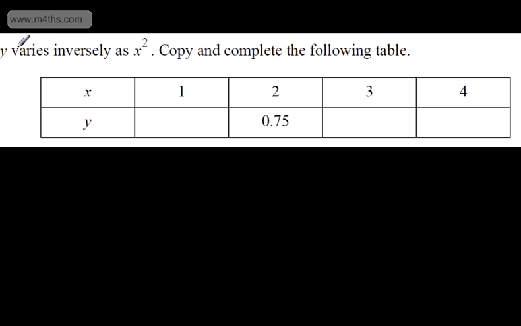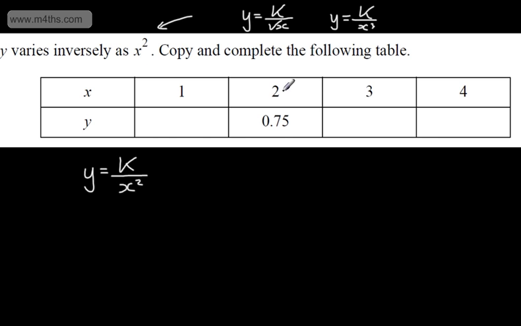Okay, let's have a look at this one. Y varies inversely as x squared. So y is inversely proportional to x squared. We need to copy and complete the following table. So we can say that y is equal to k over x squared. If this said that it was inversely proportional to the root of x, y would be equal to k over root x. If it was x cubed, y is equal to k over x cubed, and we can just fill these in.